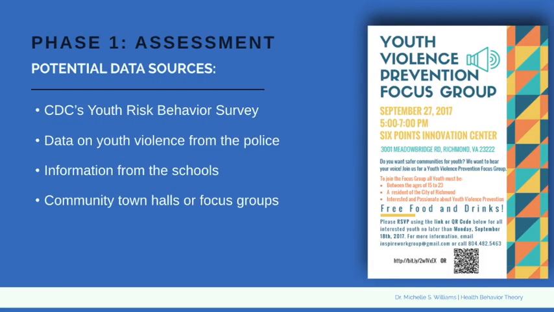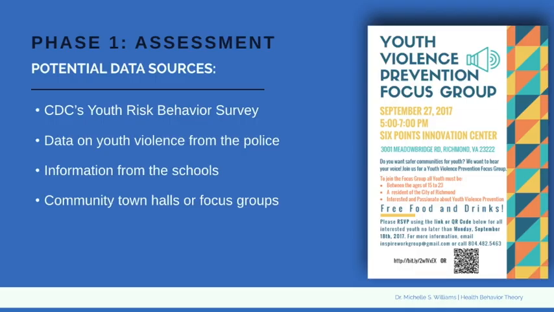So data sources for information related to youth risk behaviors can include the Youth Risk Behavior Survey. So this is a national survey that's done by the CDC and provides data that's accessible to the public. So that can be a very useful source of information. But also, information on youth violence from the police in the target community can be helpful, as well as information from schools within the target community.